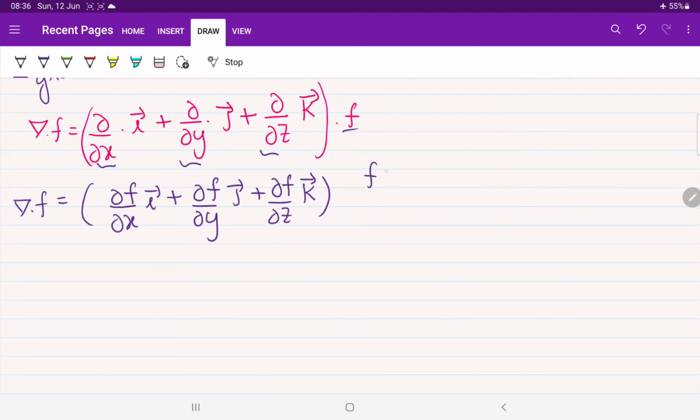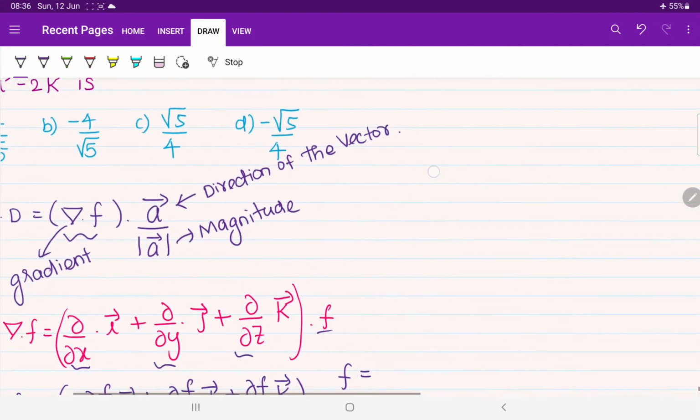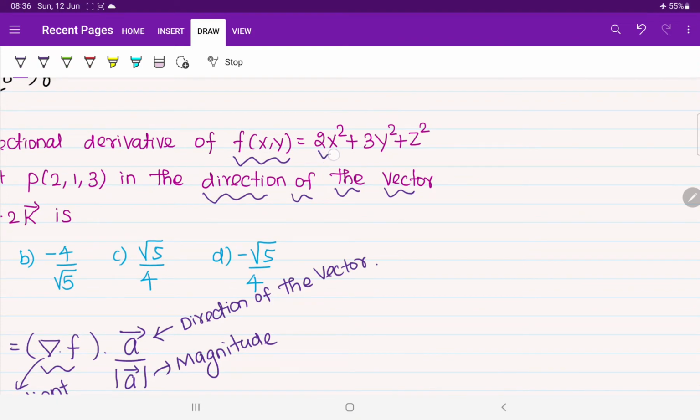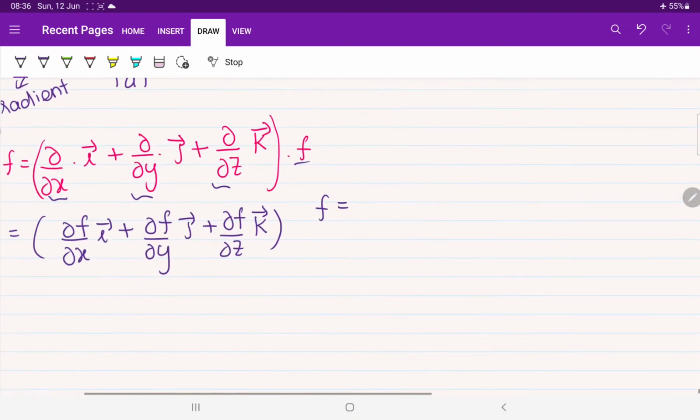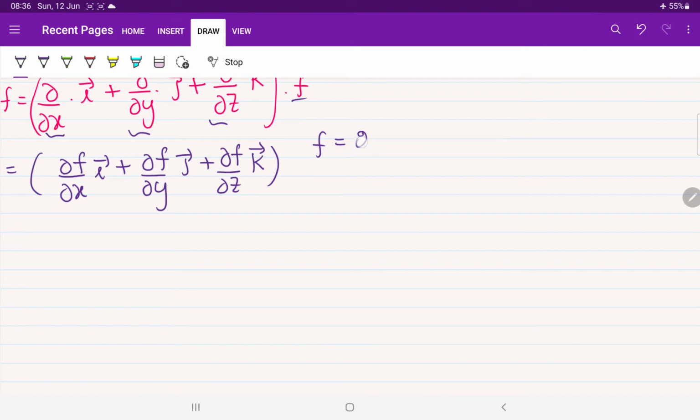In your question, function f is defined as 2x square plus 3y square plus z square. Let me write one more time: 2 times of x power 2 plus 2 times of y power 2 plus z power 2. That is the given function. I hope I am correct.